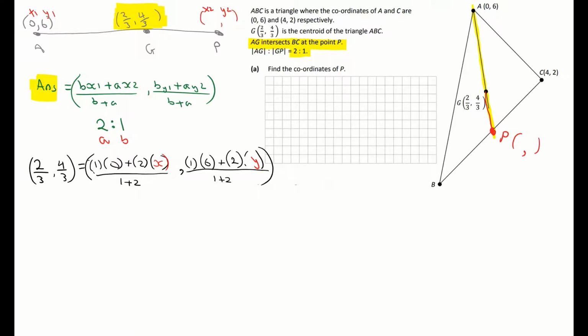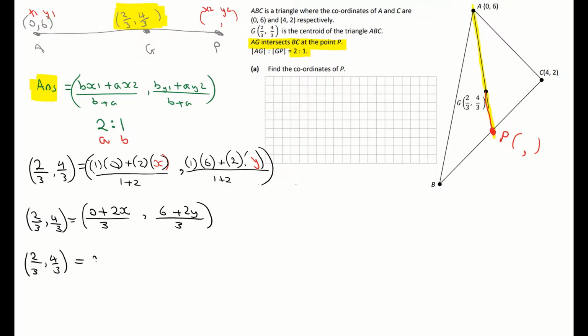So it's basically algebra from here on in. I'm going to keep my fraction here, 2 over 3, comma 4 over 3, equals 1 times 0 is 0, plus 2 times x, which is 2x, all over 2 plus 1, which is 3. 1 times 6 is 6, 2 times y is positive 2y, all over 3. That then gives me 2 over 3, comma 4 over 3 is equal to 0 plus 2x, which is 2x over 3, comma 6 plus 2y over 3. I don't think we can tidy up any further from there.